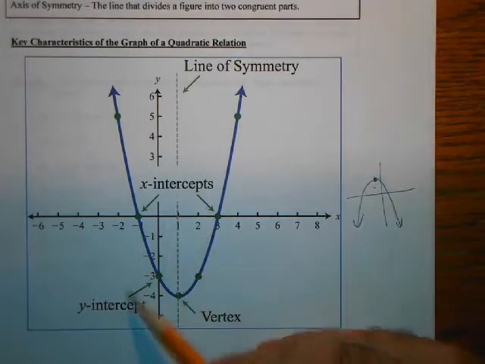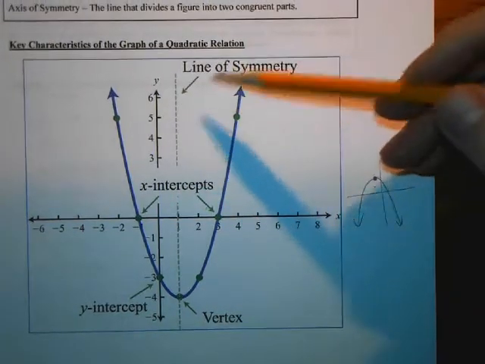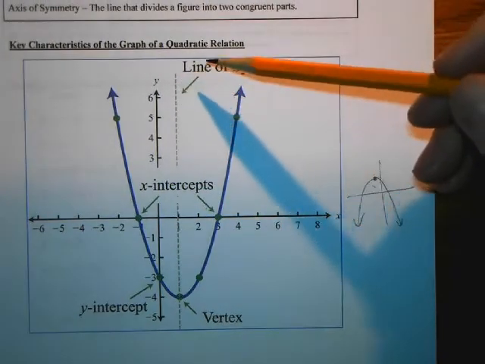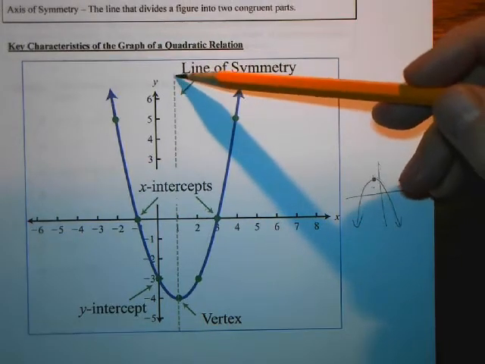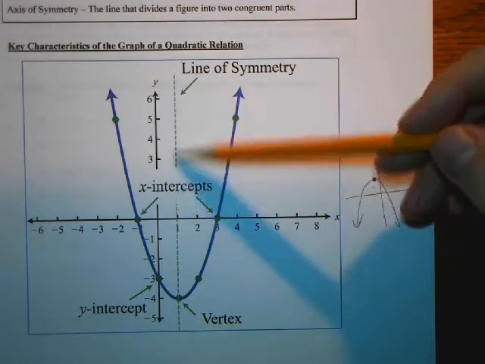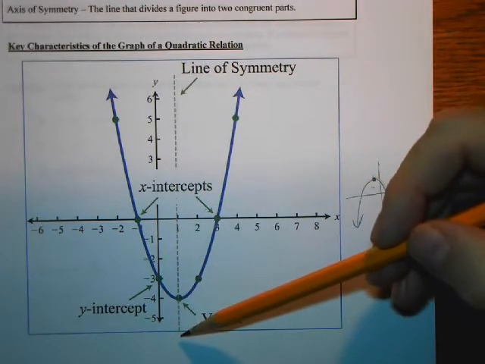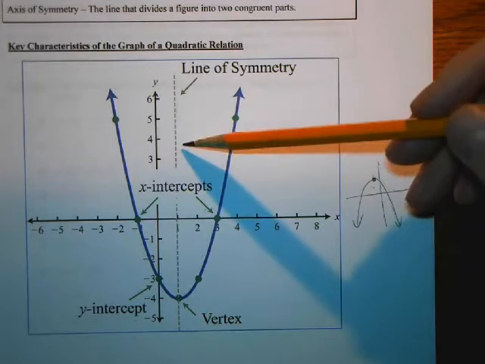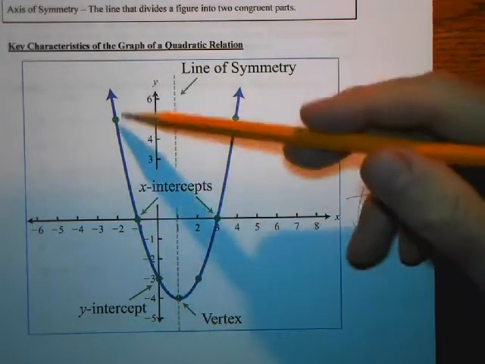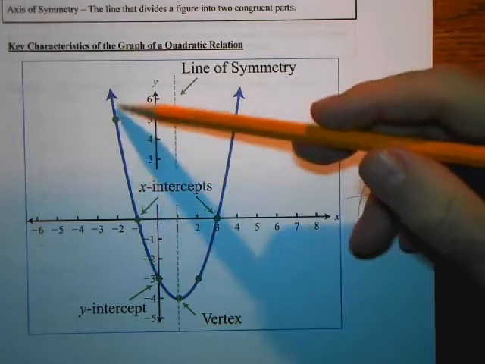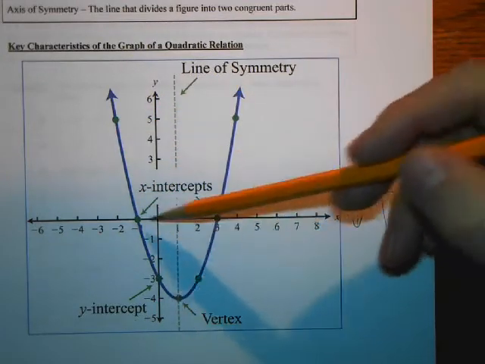So we've covered the vertex, the y-intercept, the x-intercepts. We also have this line. It's either called axis of symmetry or line of symmetry, really the same thing. You can see this dotted line. It's a vertical line and it goes right through the vertex. Okay, and that's called the axis or line of symmetry because the two sides of the parabola are basically exact copies of each other if we flip one side over to the other.